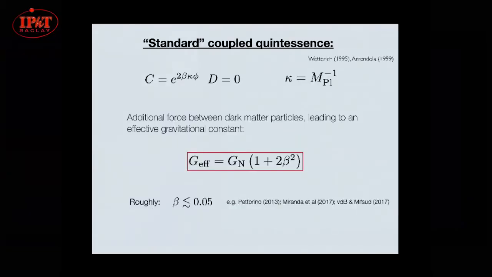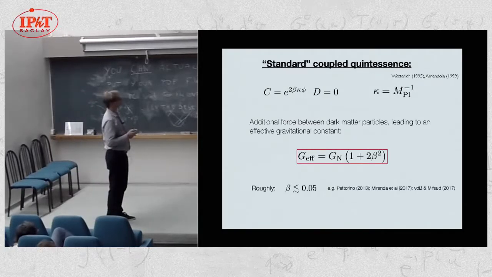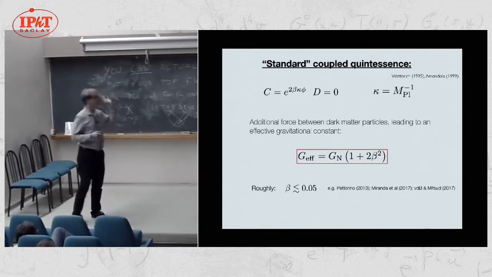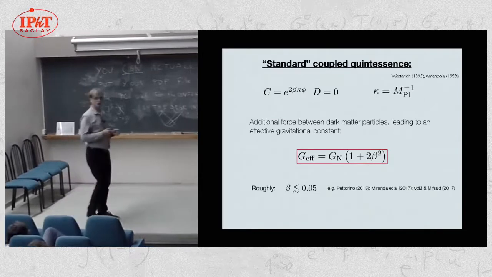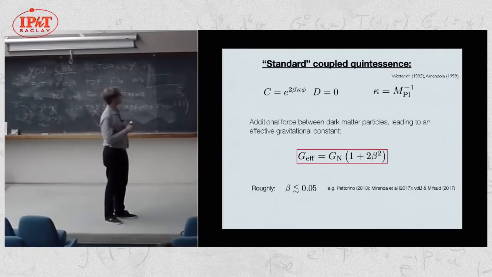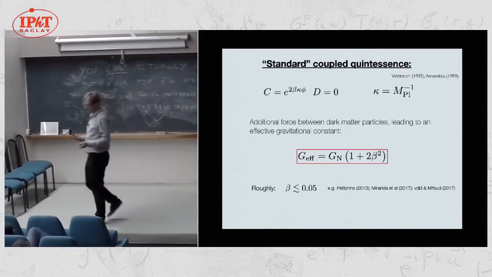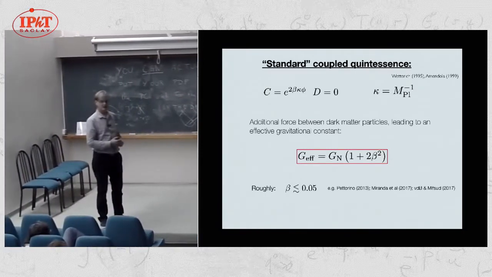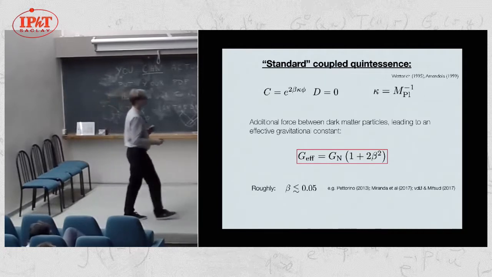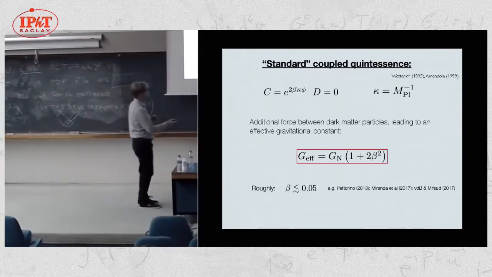Now this theory contains a standard coupled quintessence, which has been discussed for years now, where you have no disformal term, but you have a conformal coupling in this form. This was written down first in a paper by Christof Wetterich in 1995, and then Luca worked out the cosmology in 1999. So in these theories, dark matter interacts with the scalar field, and as a result, you have an additional force. And the coupling strength, or the charge as they call it, is given by this conformal term beta here. So you have an enhancement of Newton's constant, 1 plus 2 beta squared.